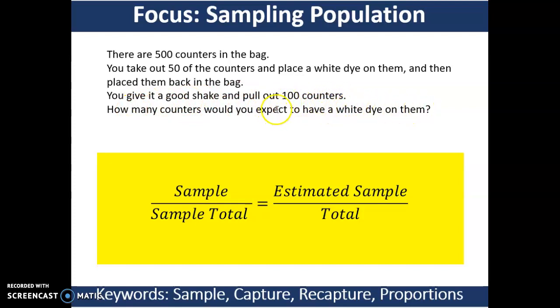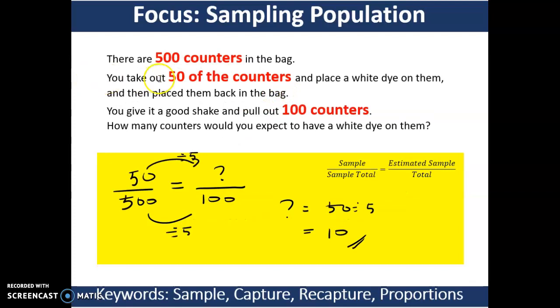Now this is slightly different because this is your new total. What I mean by that is these two go together. So this is your sample total because that's what you sampled. And then you take out 50, so there's that. A lot of people make the mistake of switching these around. Don't. So your new total is 100, and you find out what exactly is your numerator. From here to here, you actually divide by 5. So you take 50 divided by 5, you expect 10 to have a white dot on them.